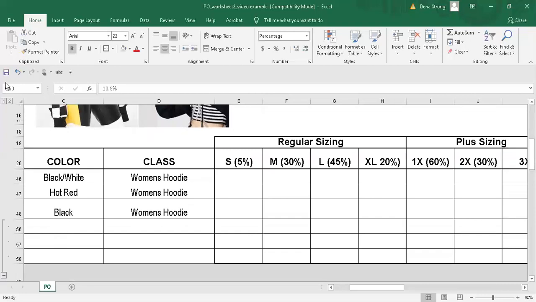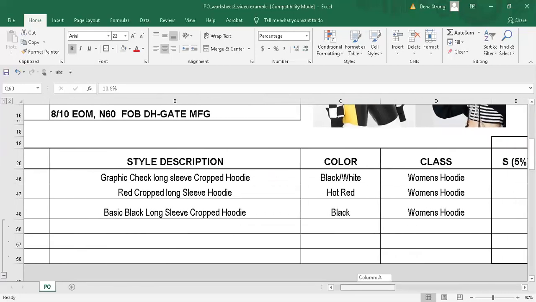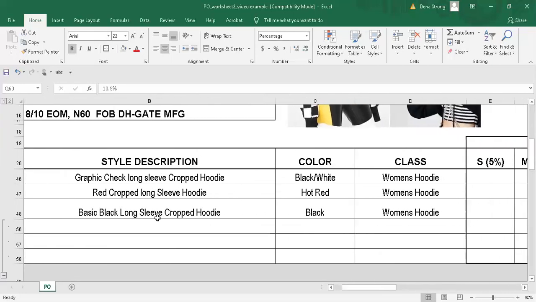Okay, so again, your style numbers will come from the vendor, so I'm going to list my style numbers here, and I am also going to write brief descriptions of my items.